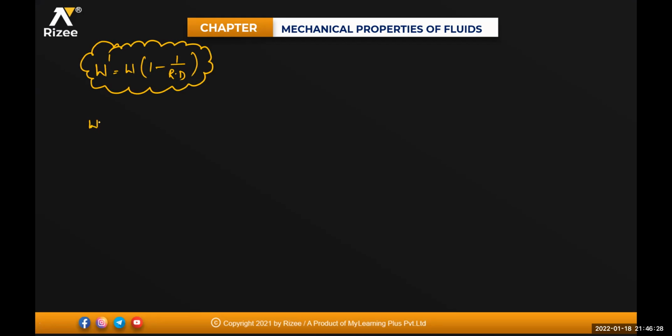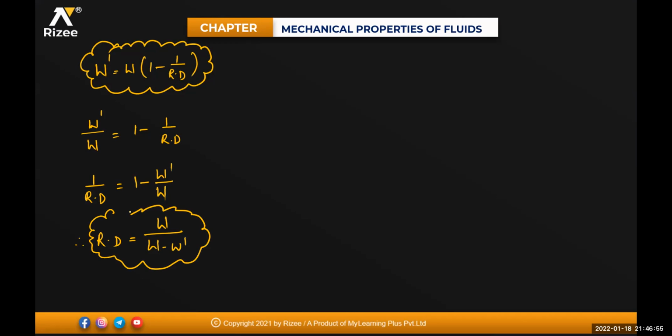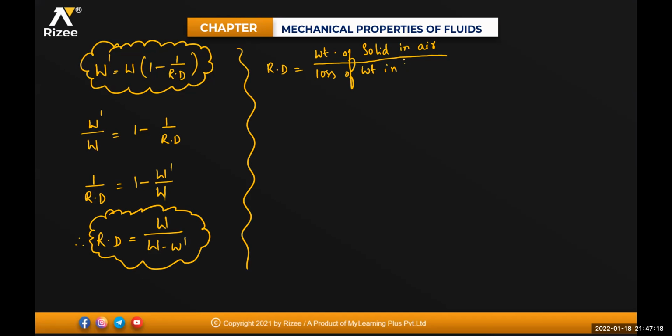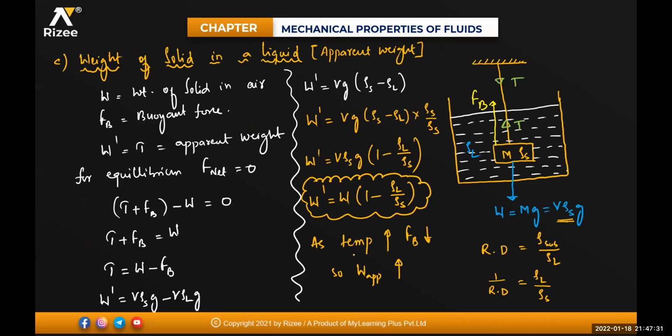So you can still simplify this. W dash divided by W is equal to 1 minus 1 by relative density. Or else, 1 by relative density is equal to 1 minus apparent weight W dash divided by W. Therefore, relative density is equal to W divided by W minus W dash. That is the actual weight in air minus the weight in liquid. So relative density is equal to weight of solid in air divided by W minus W dash, which is nothing but the loss of weight in liquid. This is also one more form of relative density. Please try to go through it, beta. If there is any doubt, please let me know.